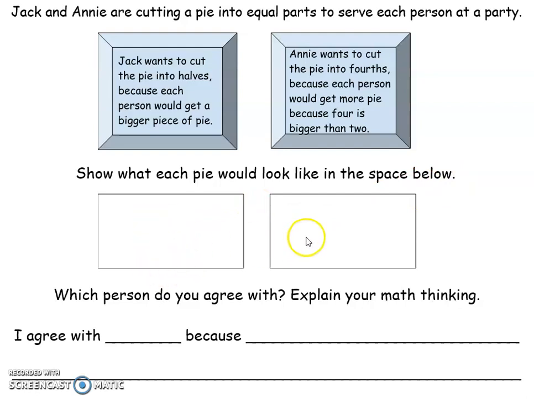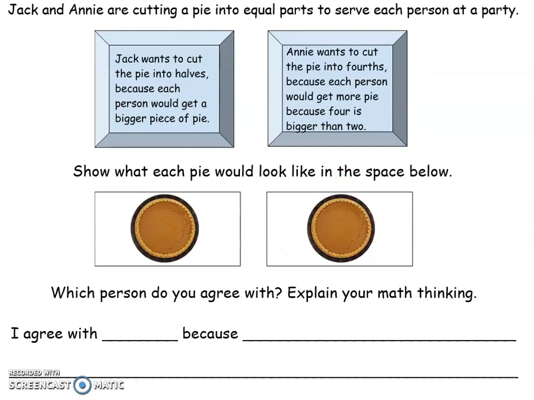Okay, so I have 2 empty boxes here, and I'm going to draw the 2 different pies. Now, I know a pie is the shape of a circle, so we're going to put 1 pie in each box. Now, I need to figure out how I'm going to partition each pie. Let's look at it again. Jack wants to cut the pie into halves because each person would get a bigger piece of pie. I'm going to start with Jack's pie right here, and I'm going to partition it in half. I've learned this week and last week that half means 2 equal parts. So I have partitioned it in half, and I've colored in 1 of the 2 pieces.